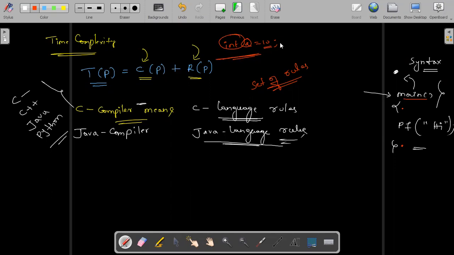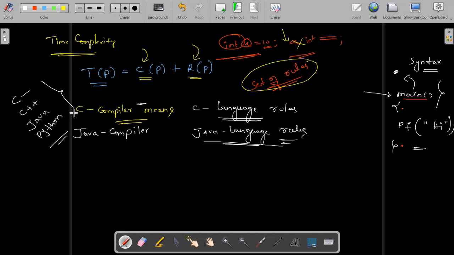Suppose you write it like this: a, then int, then equal to. If you write it like this, what will it do? It will not accept, because there is a set of rules. The compiler has a set of rules. If the rules are not satisfied, definitely it will not accept the language.